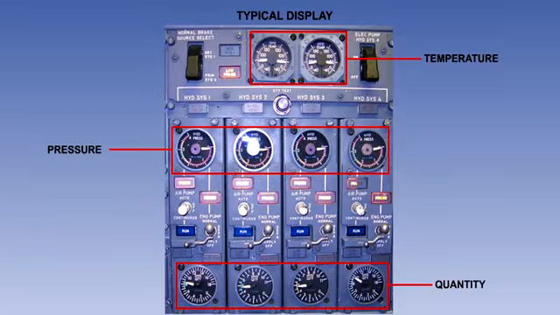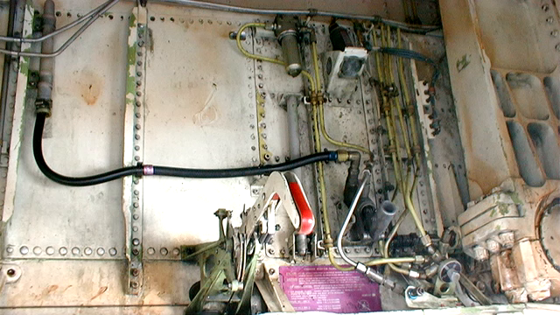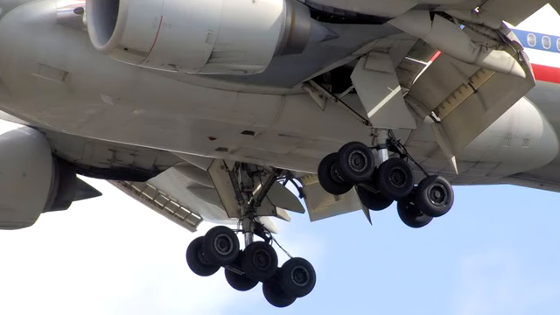We will examine the controls and indicating systems required to allow the flight crew to operate and monitor the system, and we will examine the components required for ground servicing purposes. Finally, we will look at a typical hydraulic system as fitted to a modern airliner.